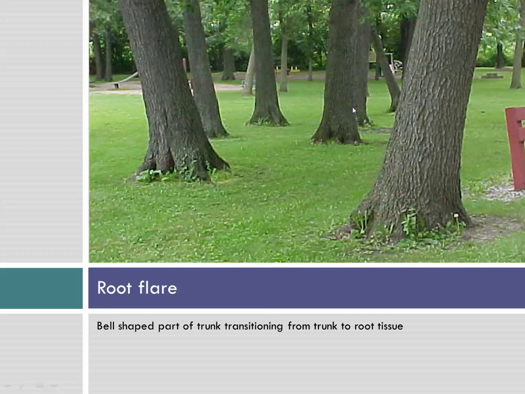Now, to do that, what we need to do is recognize the part of the tree that's called the root flare. This is this bell-shaped area that we see on these trees. It's the transition zone from the trunk tissue up here to the root tissue down below. This is the part of the tree that, at the time of planting, needs to be at the natural soil grade.